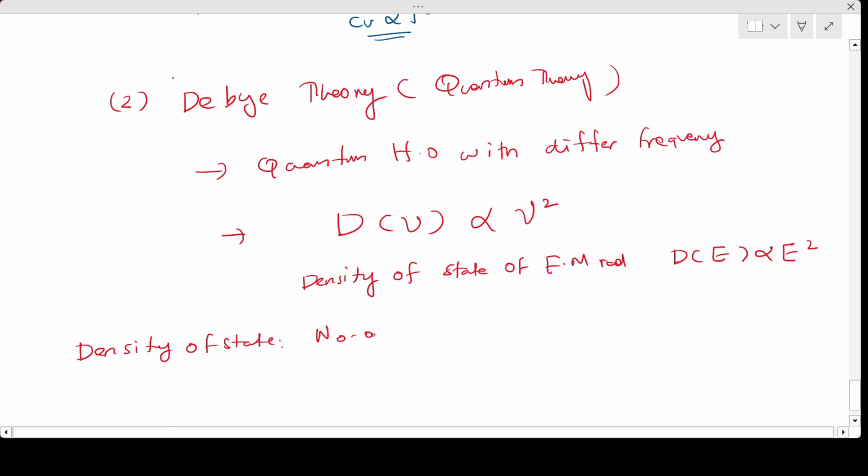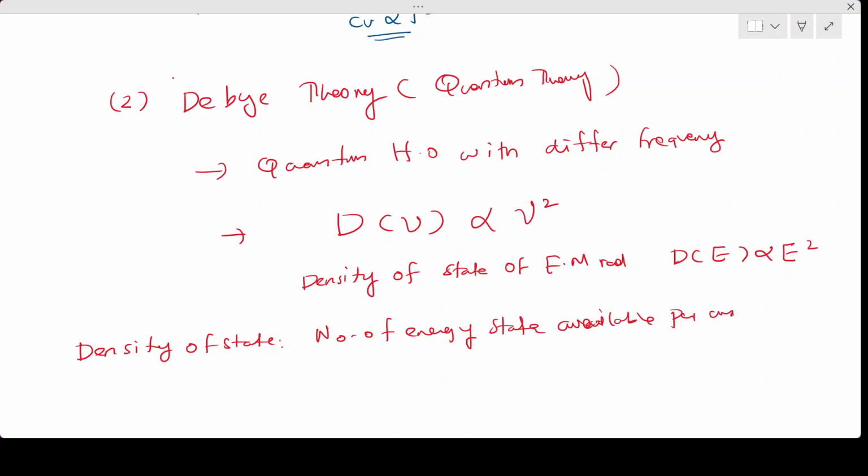We have a number of energy states available per unit energy interval. We know that as the frequency, nu, is increased, D of nu also will increase, depending upon that.